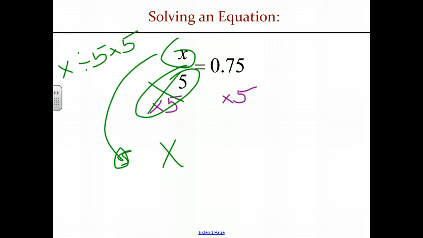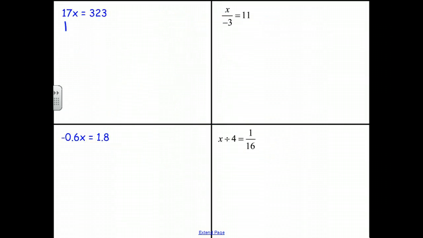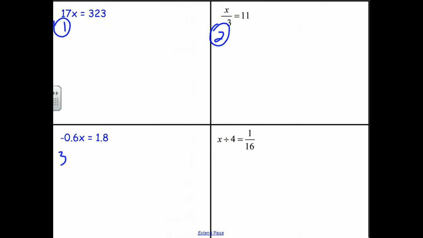And now 0.75 times 5, you can go through the decimal multiplication on your own. That gives us 3 and 75 hundredths. So x is equal to 3 and 3/4, 3 and 75 hundredths. Now, using those skills that you have, go ahead and see what you can do with these 4 questions. 1, 2, and 4.